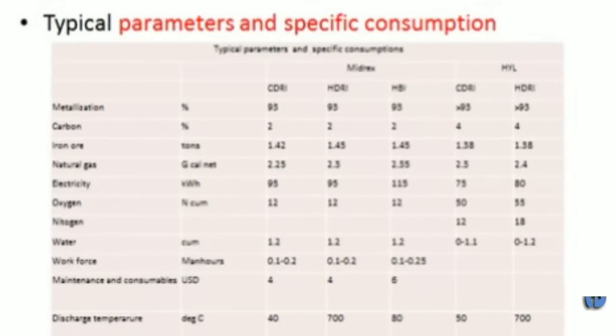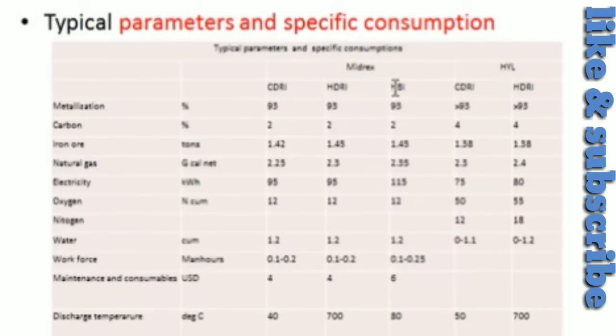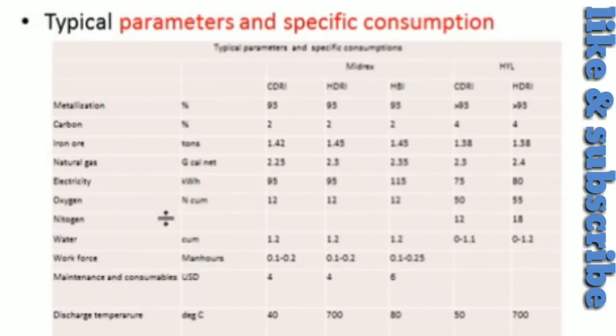These are the various parameters and specific consumption in gas-based plant. One can see the Midrex process and HYL process for CDRI, HDRI and HBI. For CDRI and HDRI, the metallization, carbon, iron ore, natural gas consumption, oxygen, nitrogen, and water consumption are tabulated here.